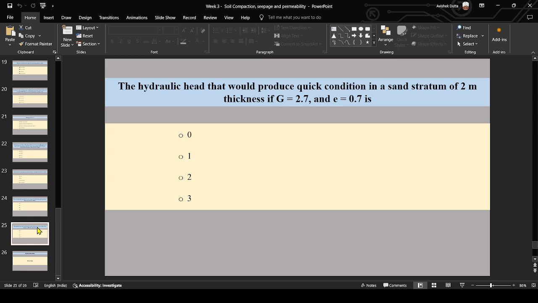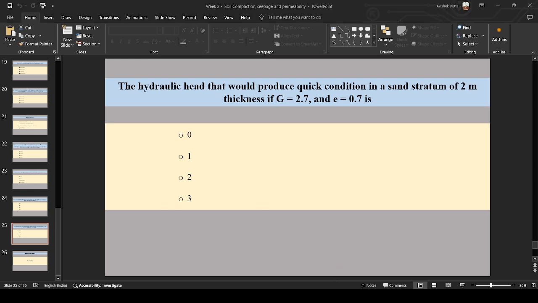So I will repeat the question again. The hydraulic head that would produce quick condition in a sand stratum of 2 meter thickness if G equals to 2.7 and E equals to 0.7. So all you need to note down is the value of G, E, that is the void ratio, and the sand thickness, that is 2 meter. Okay, and then find out the hydraulic head.